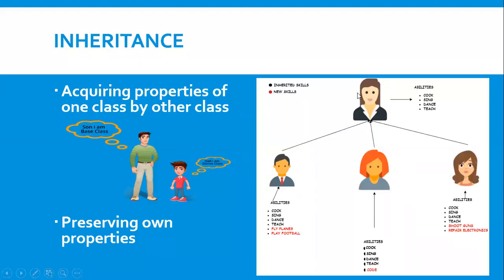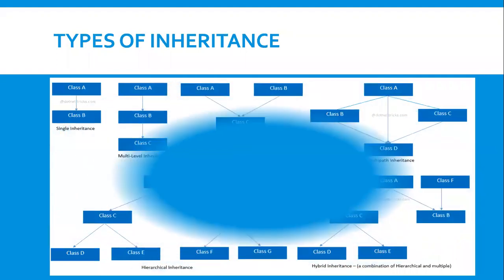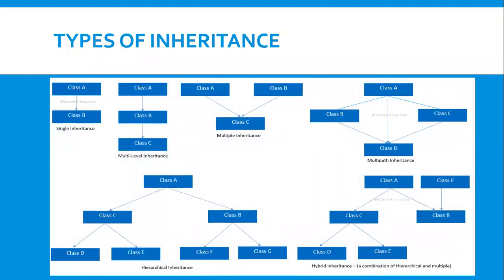That means her grandchildren. Okay, so her grandchildren may get the properties directly from their children. So now we'll see what the various types of inheritance are.